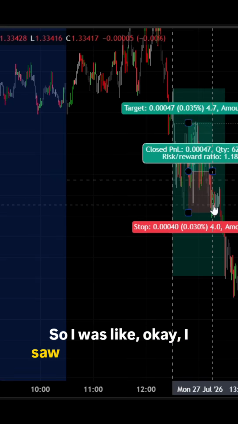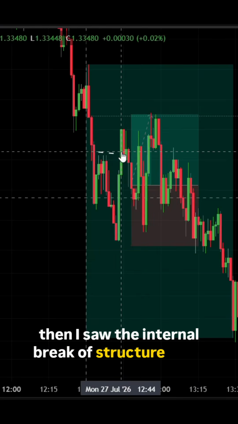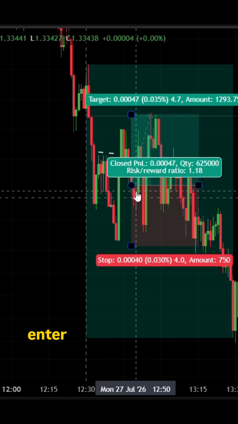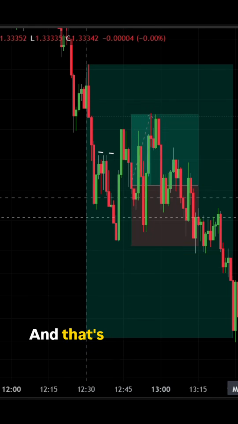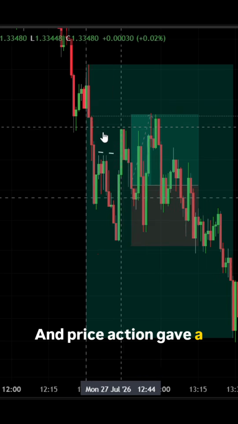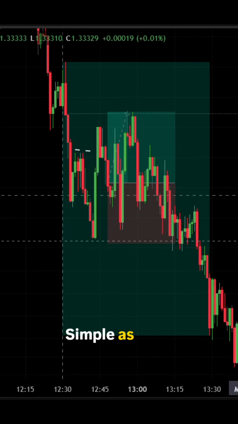So I was like, okay, I saw the inducement, and then I saw the internal break of structure right over here. Inducement, break of structure, okay, enter on the retracement with a 4 pip stop loss, and that's exactly what I did. And price action gave a bullish momentum. I moved my stop loss to break even, simple as that.